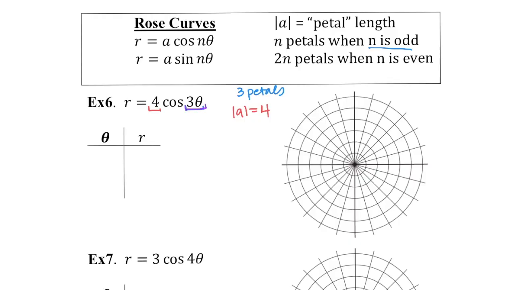So you can do this in your head, but what I'm thinking is I want to maximize the petal. So I'm going to set 3 theta equal to 0. I get theta equals 0. So I'm going to plug 0 into my table, and think about what I would get. I'm going to get 4 times the cosine of 3 times 0. 3 times 0 is 0. The cosine of 0 is 1. So at 0, my petal length is 4. 0, 1, 2, 3, 4. Okay, so this is actually going to represent my first petal.